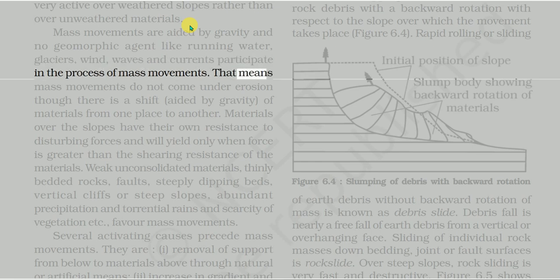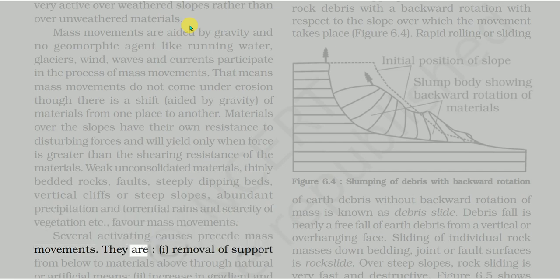That means mass movements do not come under erosion, though there is a shift, aided by gravity, of materials from one place to another. Materials over the slopes have their own resistance to disturbing forces and will yield only when force is greater than the shearing resistance of the materials. Weak unconsolidated materials, thinly bedded rocks, faults, steeply dipping beds, vertical cliffs or steep slopes, abundant precipitation and torrential rains and scarcity of vegetation, etc., favor mass movements.